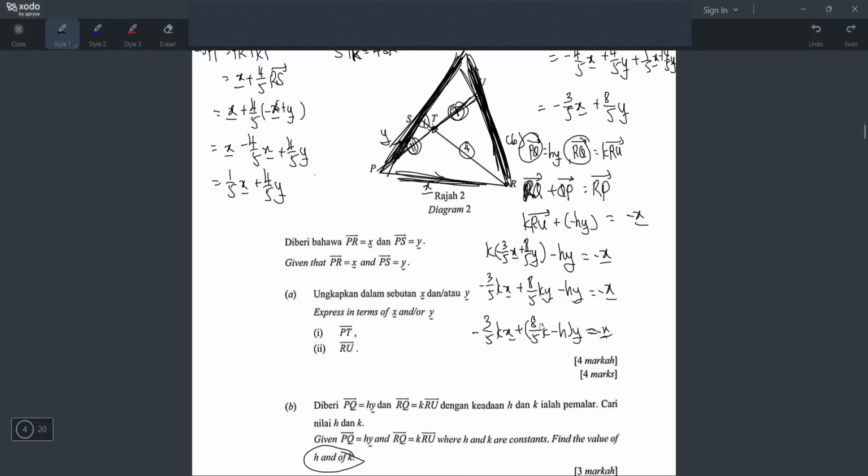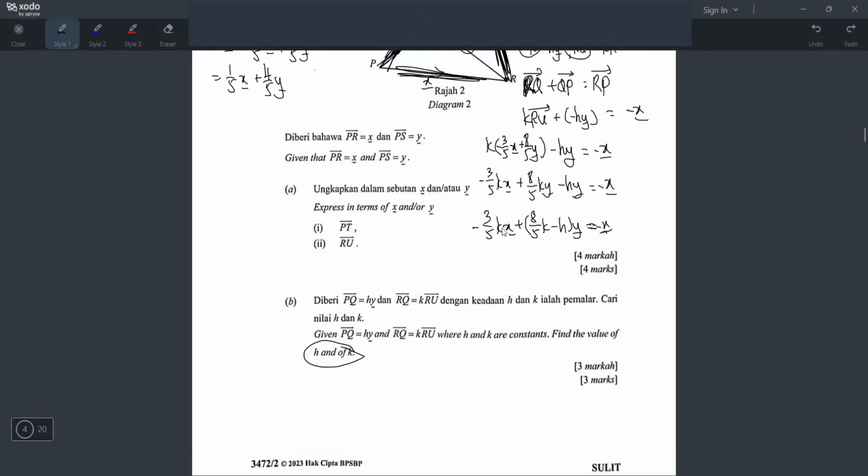So what's the reason for taking out the x and y like that? So that I can compare the coefficients side by side. How do we compare? On this side, the coefficient of x is negative 3 over 5k, but on the other side, the coefficient of x is negative 1. So you compare both coefficients together. Then what about the coefficient of y? On this side, the coefficient of y is 8 over 5k minus h, but on the other side there's no y, right? It means the coefficient is 0y, so the whole thing equals 0.